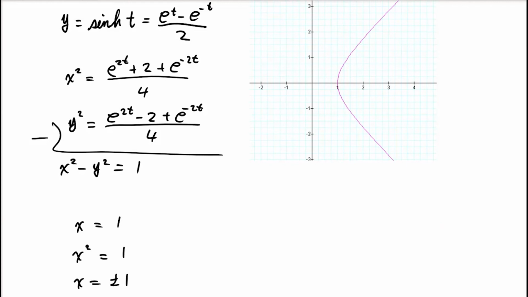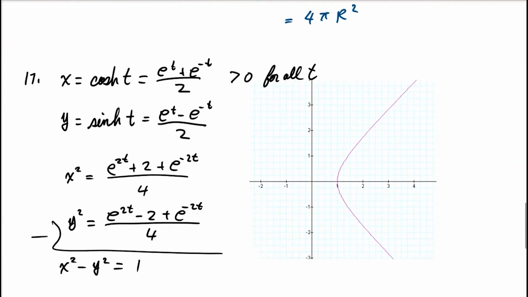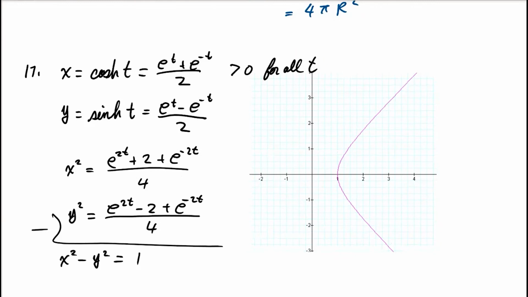And not only does it happen in this case, but it happens with the graphs and everything, right? So you have to know better. And then the direction of the trace. Do you all see that it moves that way, in that direction, as t increases? Yeah. Okay, so that's number 17.